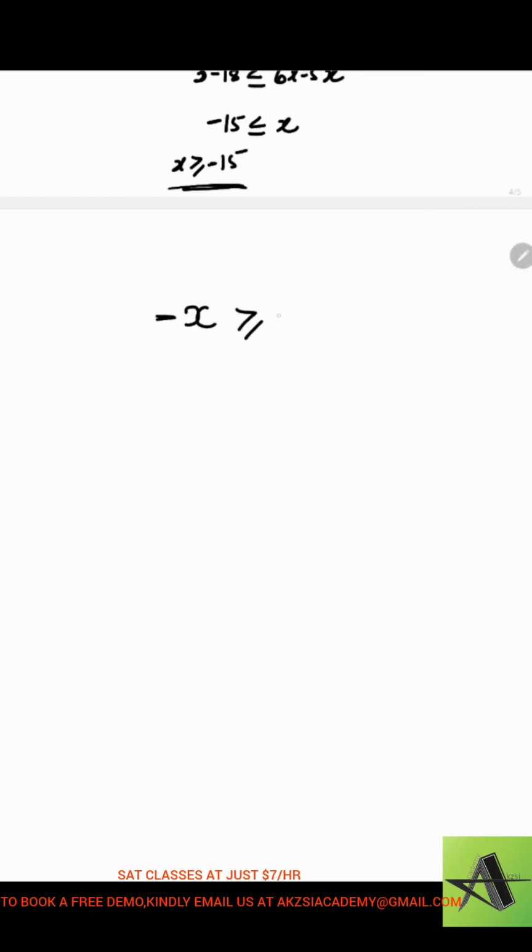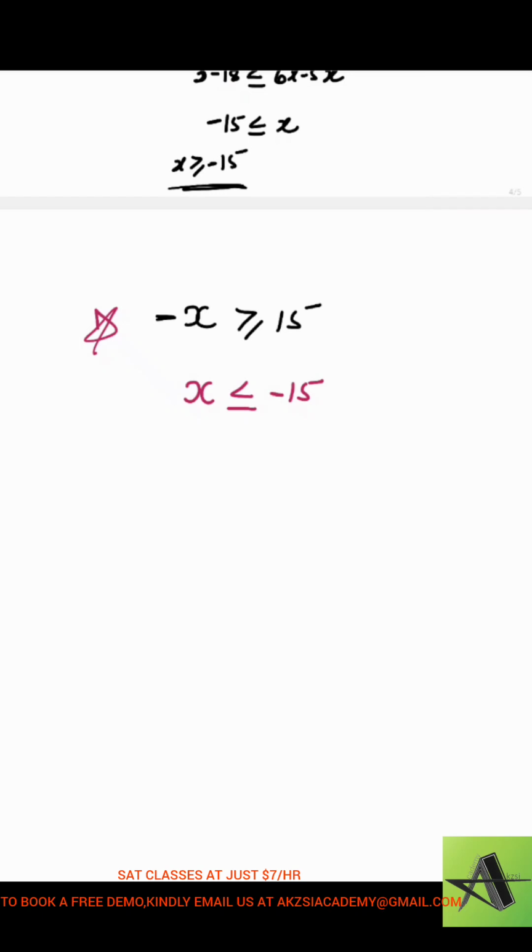When you multiply both sides by a negative number, or when you divide both sides by a negative number, the inequality always changes. That means, suppose it's minus x greater than or equal to 15. If I am multiplying negative 1 to both sides, it will become x less than or equal to negative 15. So the important note is, whenever you are multiplying or dividing both sides by a negative number, the inequality always changes. So it's a very important note.